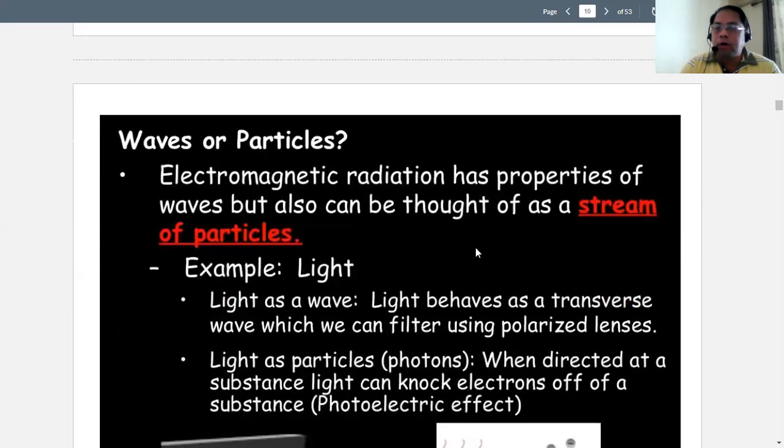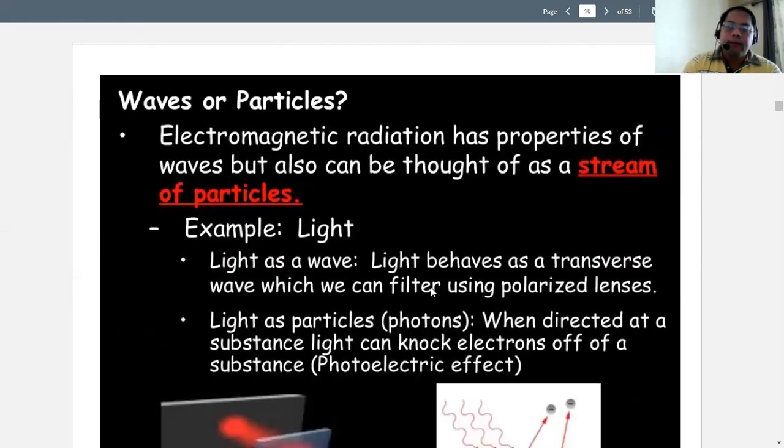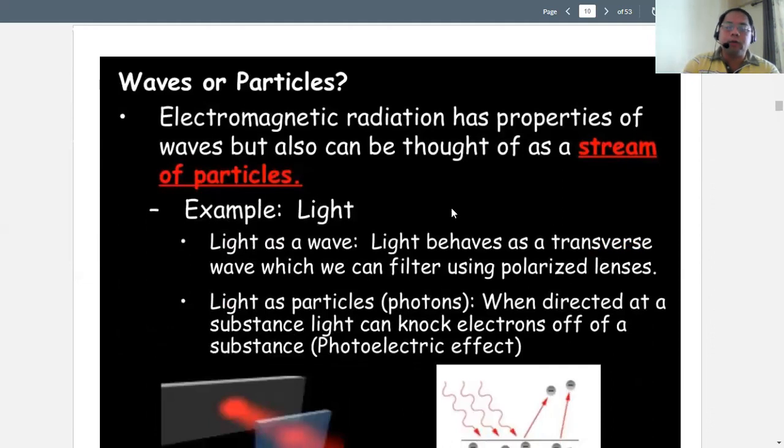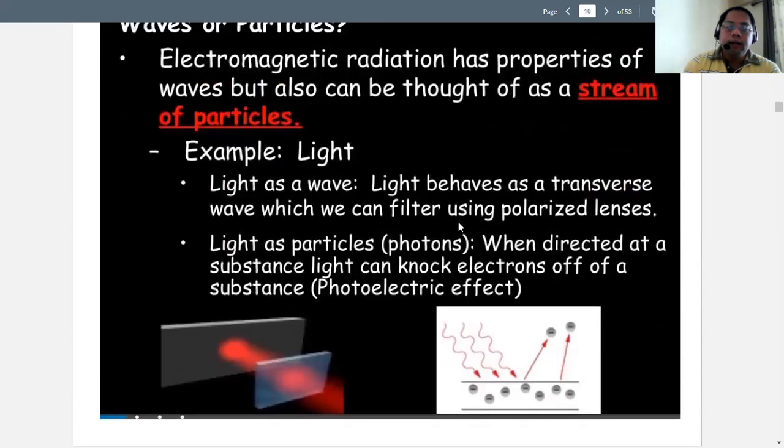Now, waves or particles. What is an electromagnetic wave? Does it have particles? So our electromagnetic radiation is both a wave and a particle. And this particle, again, we call photons. And the photons that come from our light can affect electrons.